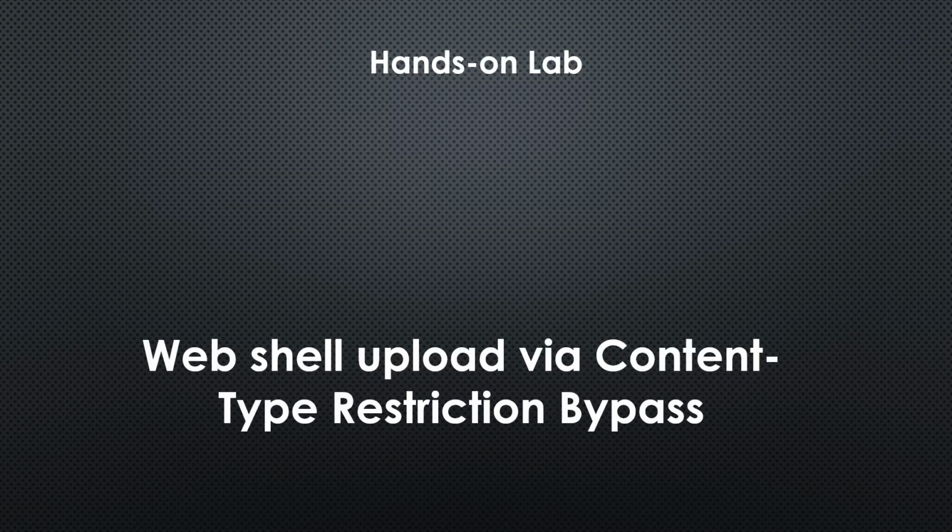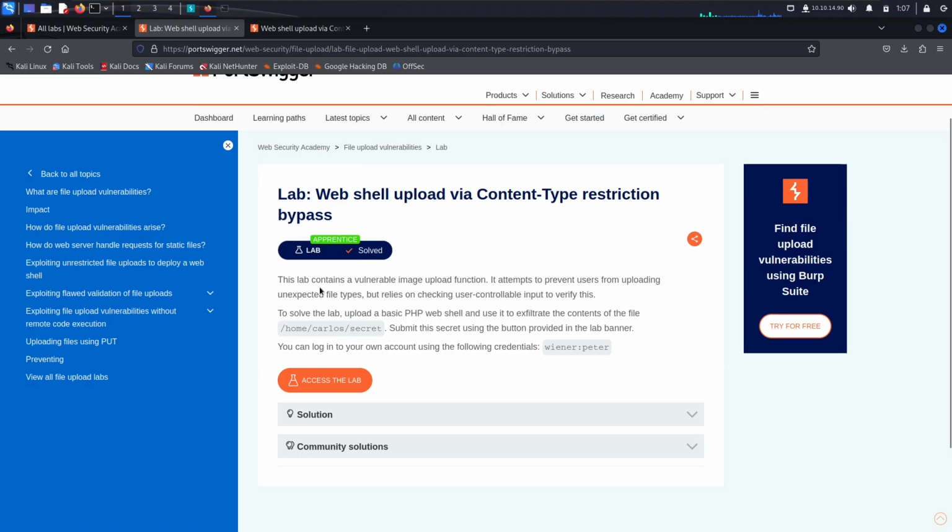Up next, we cover web shell upload via content type restriction bypass. This lab contains a vulnerable image upload function. It attempts to prevent users from uploading unexpected file types, but relies on checking user controllable inputs to verify this. So technically what it means here is that we are trying to upload an image file. The server checks that what we are uploading is only an image, but the checking is not reliable because we can control what the server checks and how the server checks it.